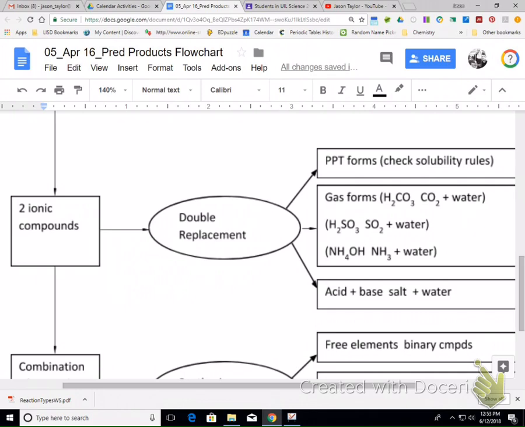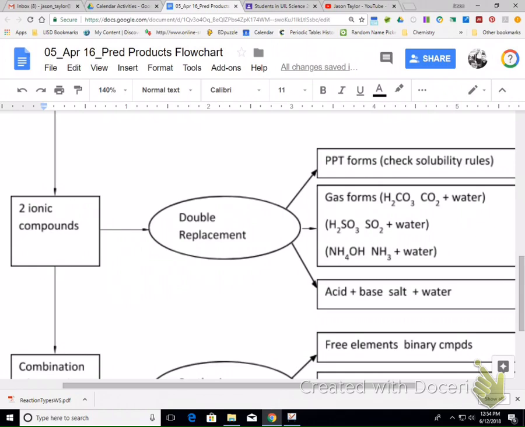The same thing happens with weak sulfurous acid. Sulfurous acid will decompose to give us SO2 in water. Another very common one is ammonium hydroxide. Anywhere you see ammonium, there is probably going to be ammonia somewhere. NH3 is ammonia. So again, we have another decomposition. Those are just common ones you have to look for.